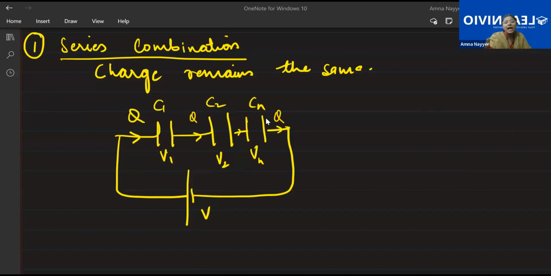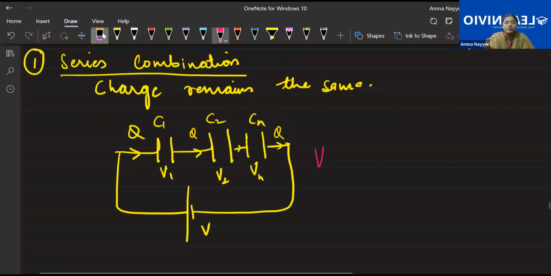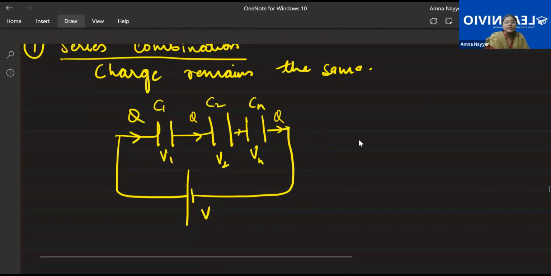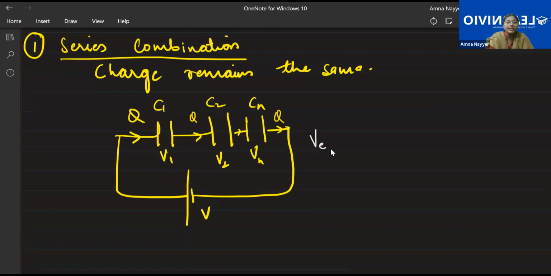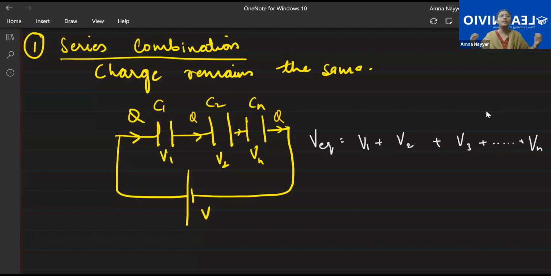What we'll do, I have different potentials. Let me find out the net potential. The equivalent potential of the circuit will be V1 plus V2 plus V3 up till Vn. N number of, it can be 4, it can be 5, it can be 6, there can be any number of capacitors connected. Now you know capacitance is equal to charge by potential. So potential will be equal to charge by capacitance.